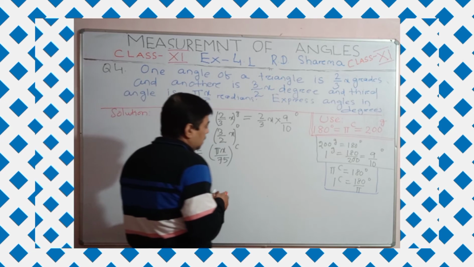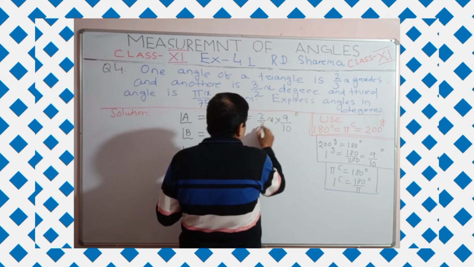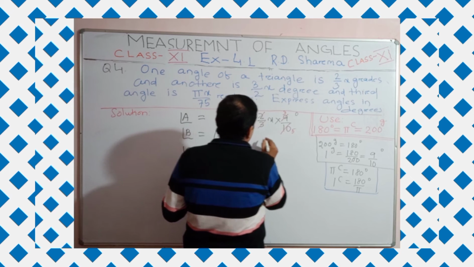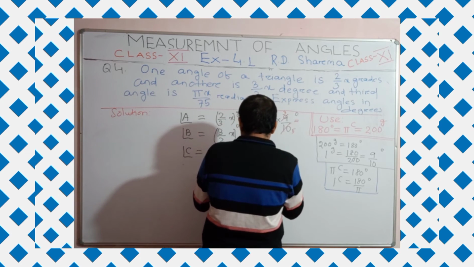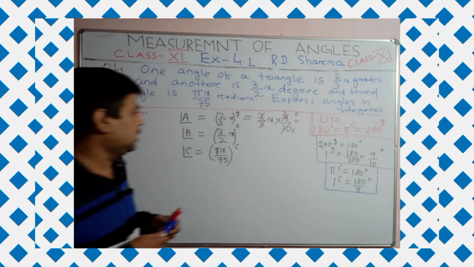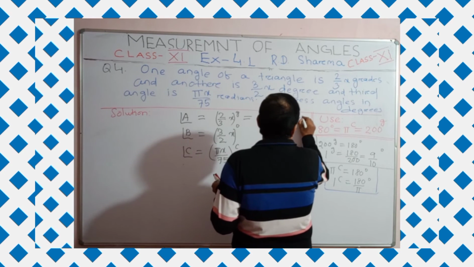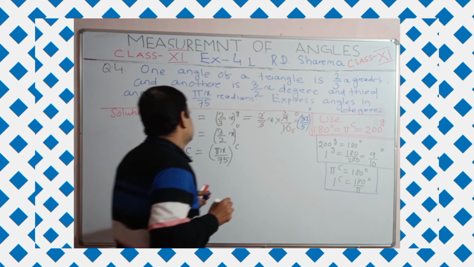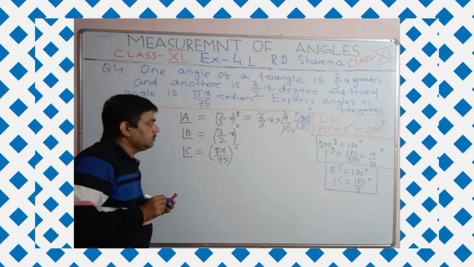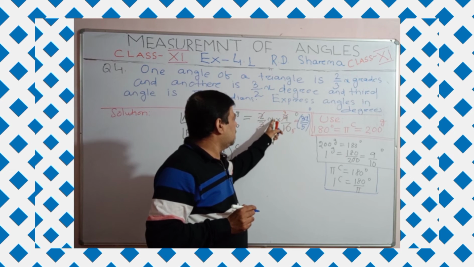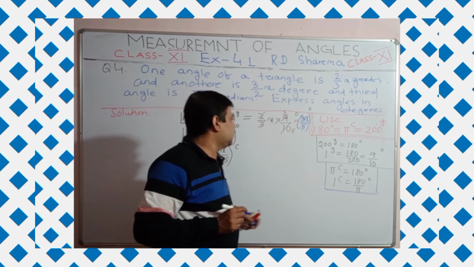After multiplying, you cancel here: 3 times 3 is 9, and 2 times 5 is 10. The angle will be 3x by 5 degree. Understand? Is it clear? So 3 times 3 is 9, here 2 times 5 is 10, and 3 multiplied by x is 3x upon 5 degree.